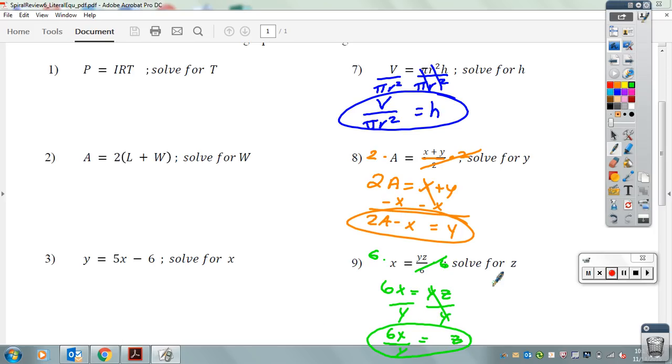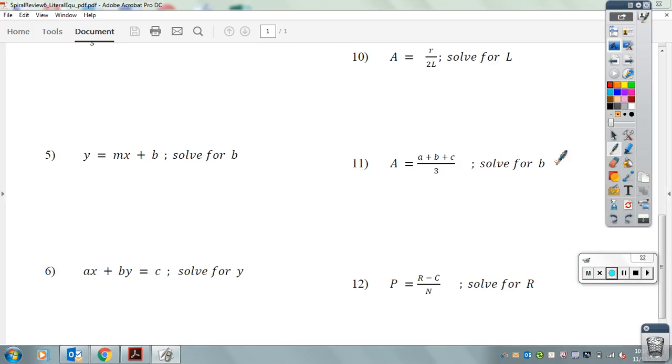You certainly could have, right from the start, x equals yz all over 6. You could have multiplied by the reciprocal, 6 over y times 6 over y. That y cancels, that 6 cancels, and I just have z equals 6x over y, which is the same thing.